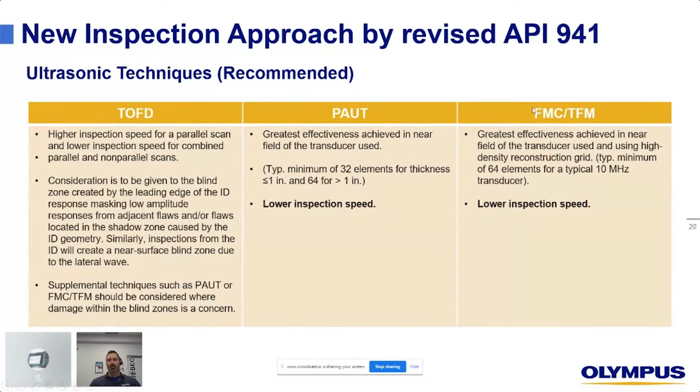Phased array as well as TFM will achieve their greatest effectiveness in the near field of the transducer. Typical minimum of 32 elements for thicknesses below 1 inch and 64 for above 1 inch. Same goes for TFM, except that we're using 64 elements and 10 megahertz, of course.